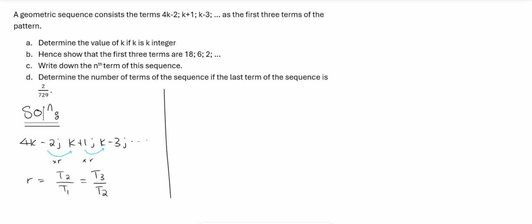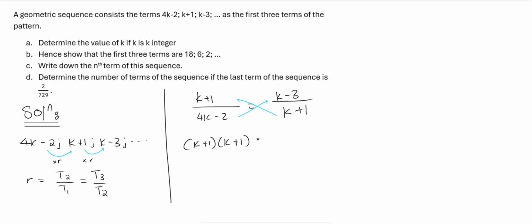Then we see that our second term, k plus 1, divided by our first term, which is 4k minus 2, is going to be equal to your third term, which is k minus 3, divided by your k plus 1. Since we've got an equal sign in between these fractions, we can now cross multiply. So we are going to take k plus 1 and multiply it with k plus 1, and that's going to be equal to k minus 3 multiplied by 4k minus 2.